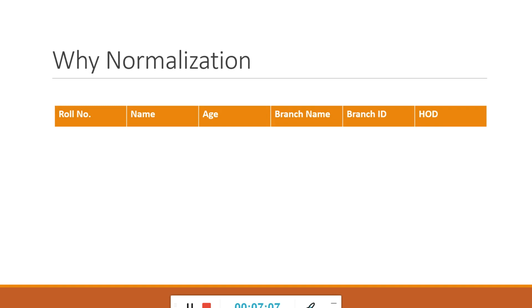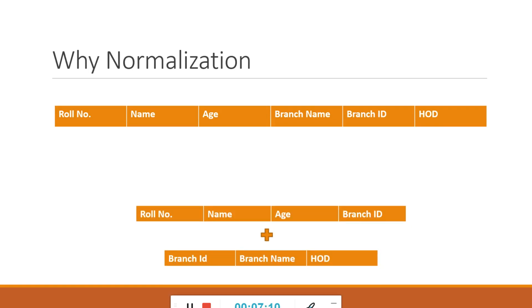First, let us look at the same table. It has roll number, name, age, branch ID, and HOD. What I did is divide this table into two tables: roll number, name, age, branch ID in one, and we have added another table with the branch ID, branch name, and HOD. Now for the branch 105, which is ECE, the HOD is B.